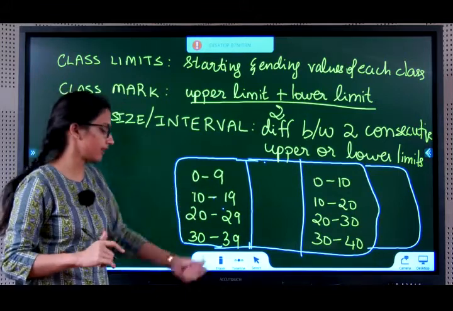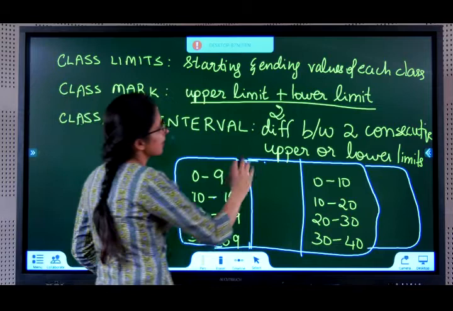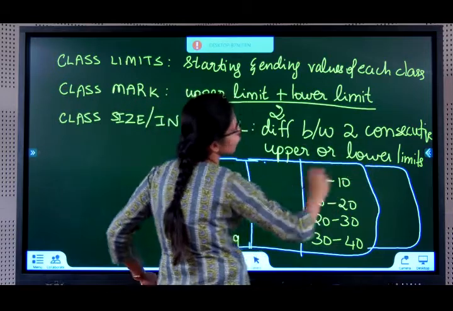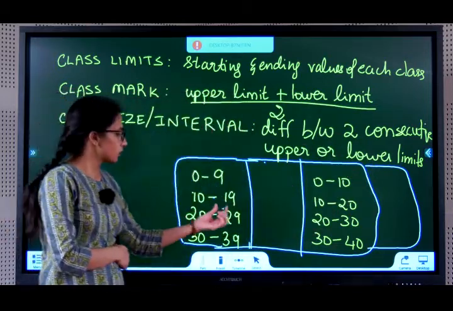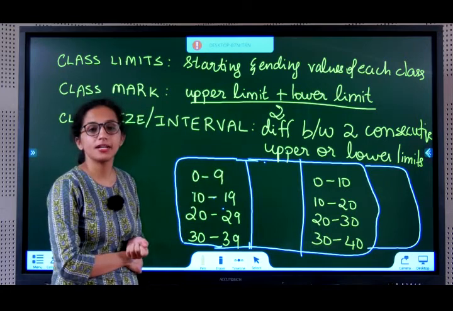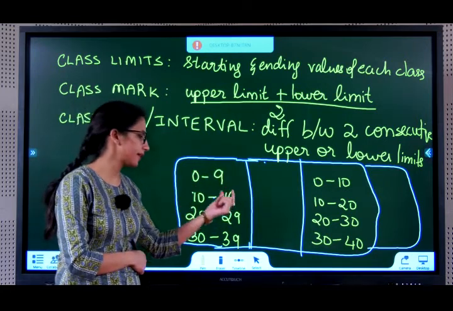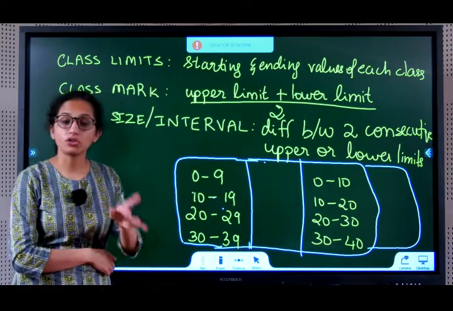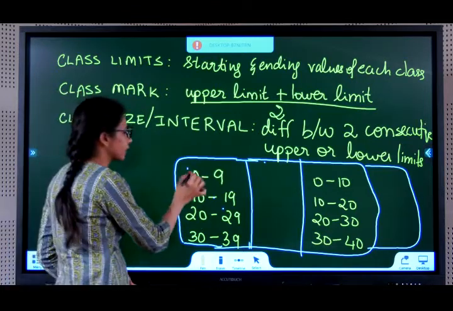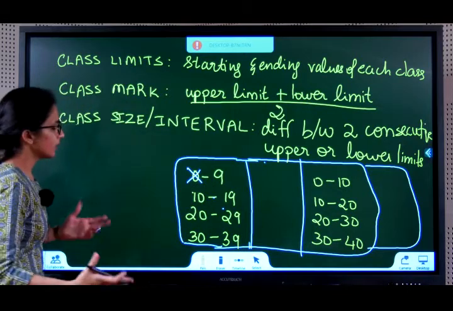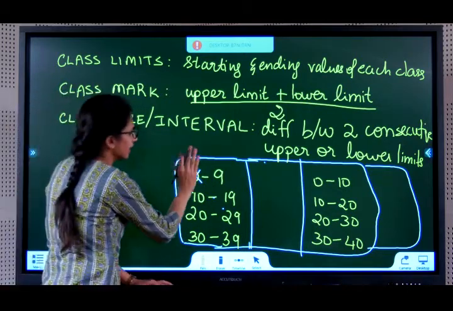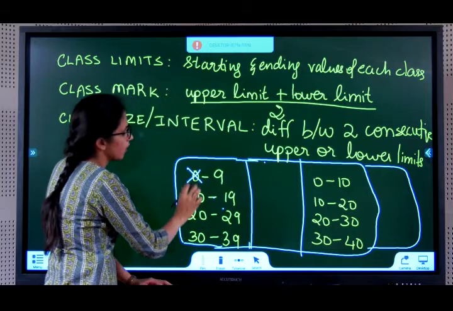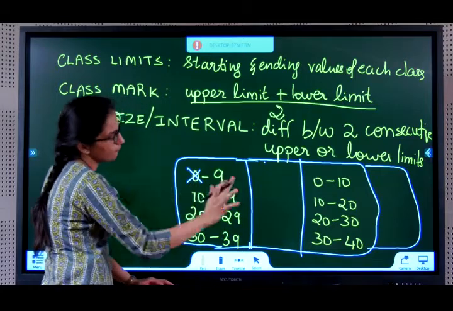So put the value of 10, or the best method: the difference between two consecutive upper or lower limits. 19 minus 9, how much? 10. 29 minus 19, 10. 10 minus 0, 10. But should I do this? Please avoid the 0 case, because many times with 0 you may not get the exact answer. So other than 0, take two upper limits or two lower limits.